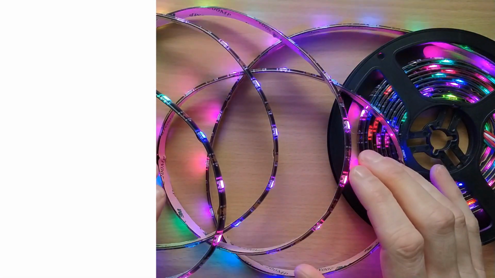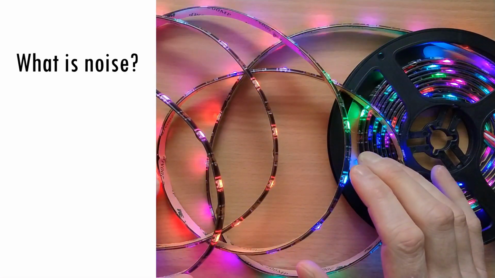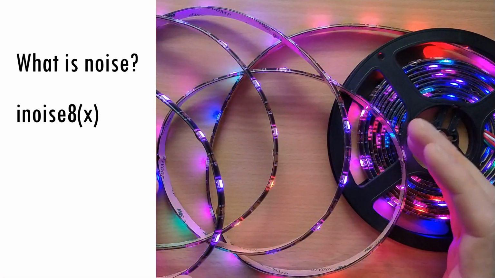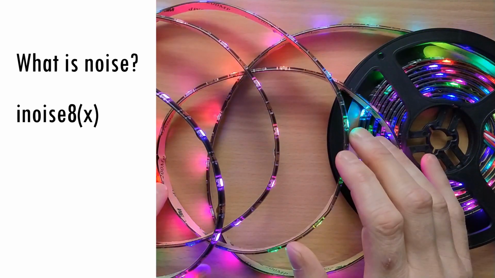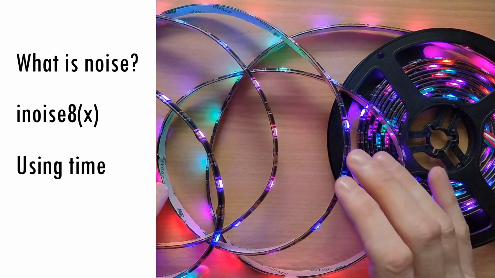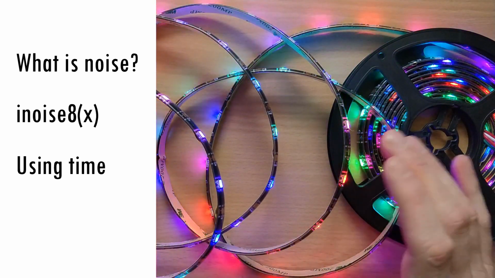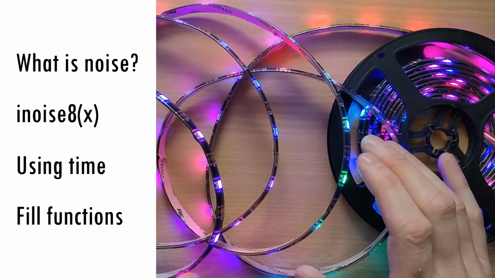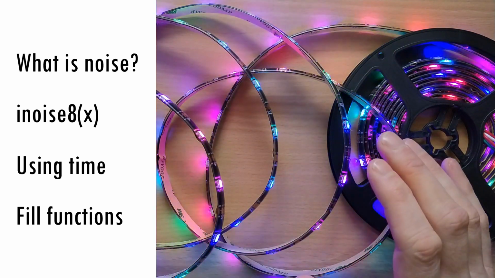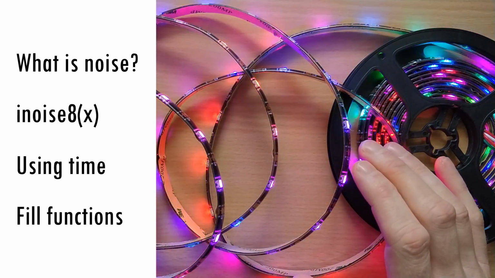In this episode, we'll be looking at what noise is and why we might want to use it, the iNoise8 function, see what it outputs and how to manipulate it, how to evolve your noise smoothly over time by taking it to the next dimension, and using the fill raw noise and fill noise 16 functions. So let's get started with looking at what noise is.